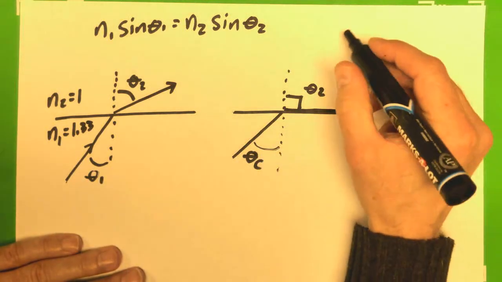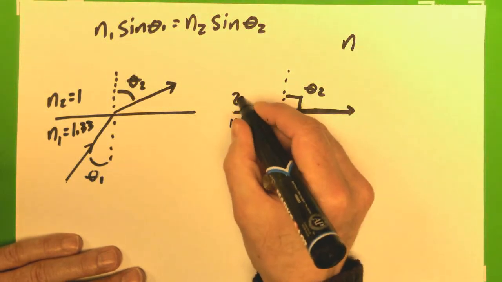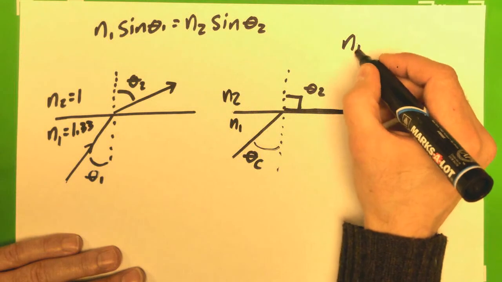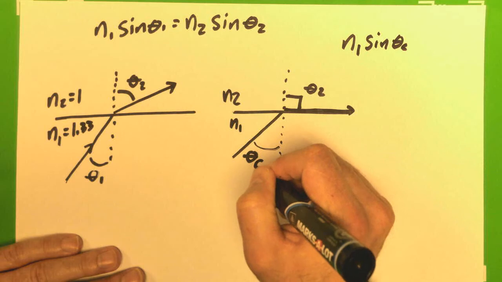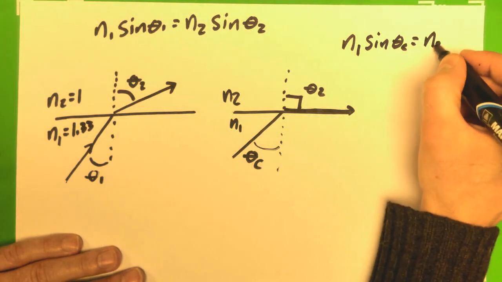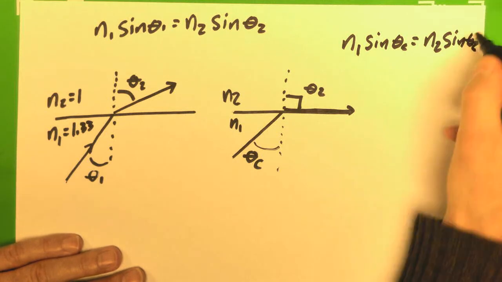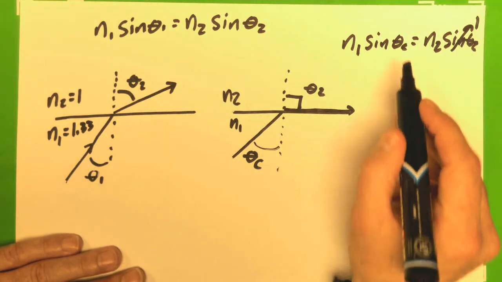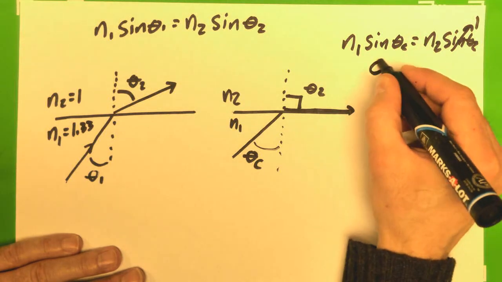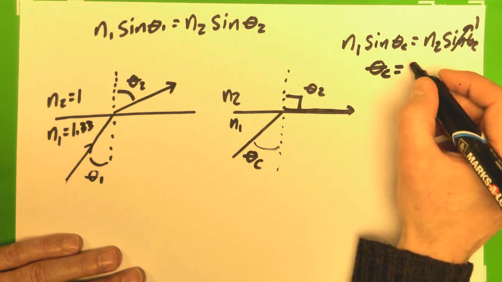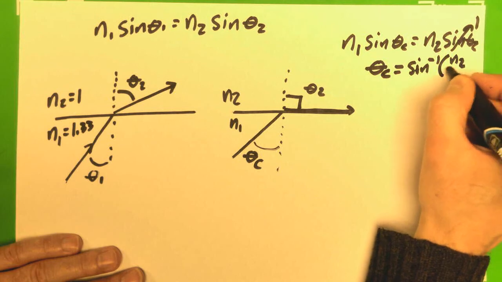Well, that means we can find theta critical by plugging it up here. Remember, this is n1 and n2. So we have n1 sine of theta critical, that's n1, that's theta 1, equals n2 sine of theta 2, but sine of 90 is 1, so that just goes to 1. And so I can divide the n1 over and do the inverse sine to get theta critical equals inverse sine of n2 over n1.